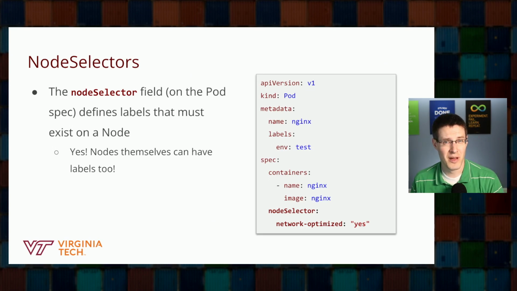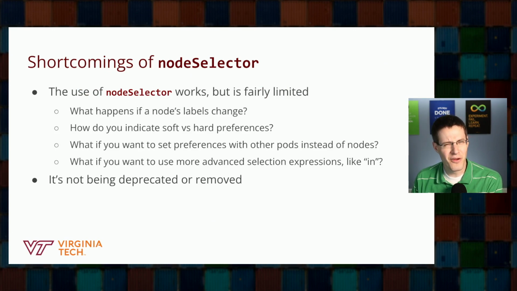Other use cases might be that I'm running workloads that need to run on PCI compliant machines. Maybe I put a label on those nodes that are PCI compliant, and so then I can know with certainty that my applications will only run on PCI compliant machines. So security plays a lot into this, but it doesn't have to be only for security. Node selectors are available and pretty commonly used, but there are some shortcomings that come along with them.